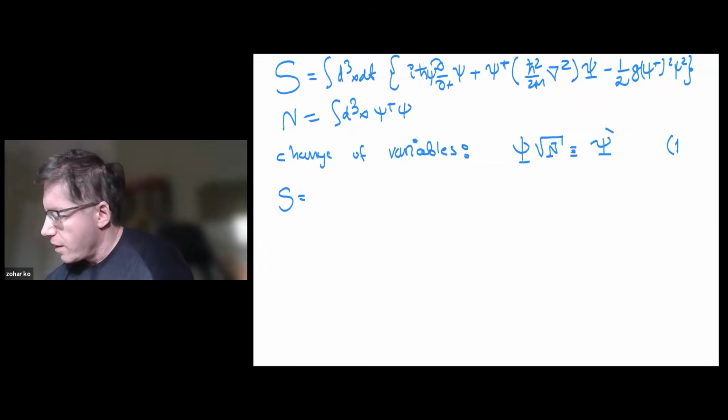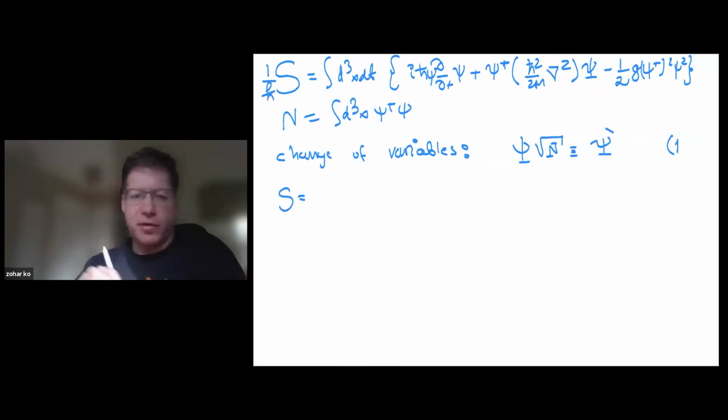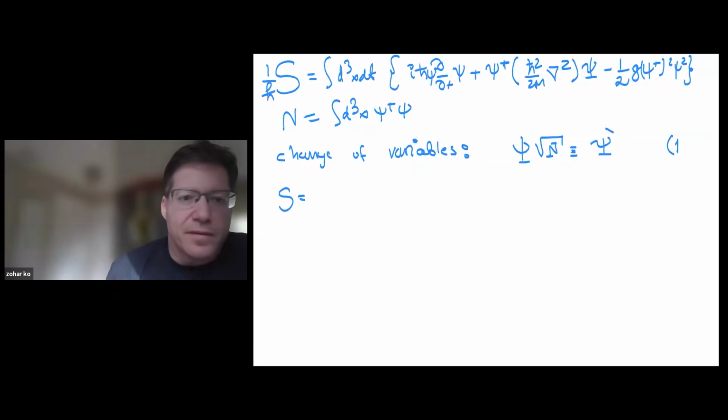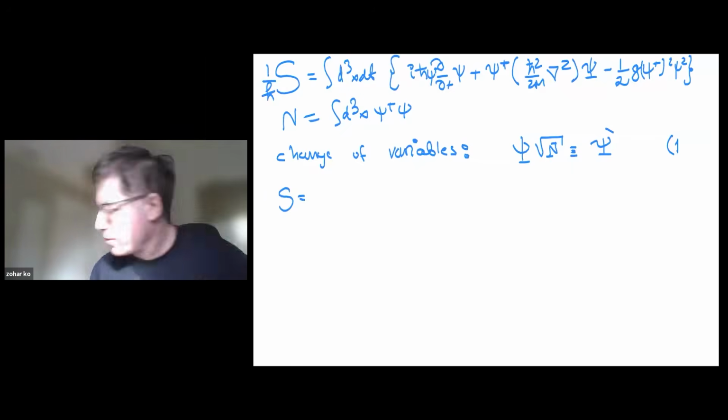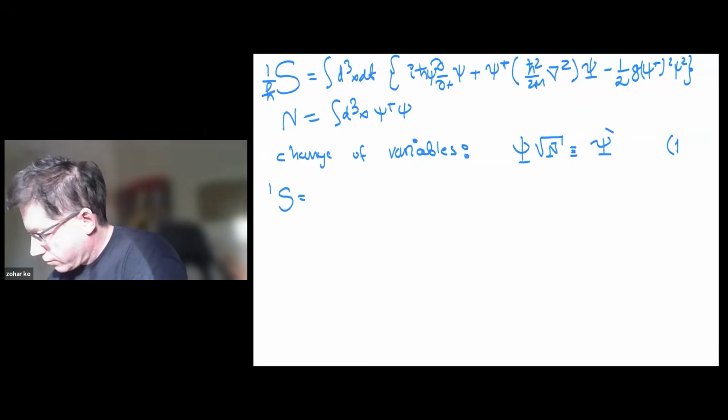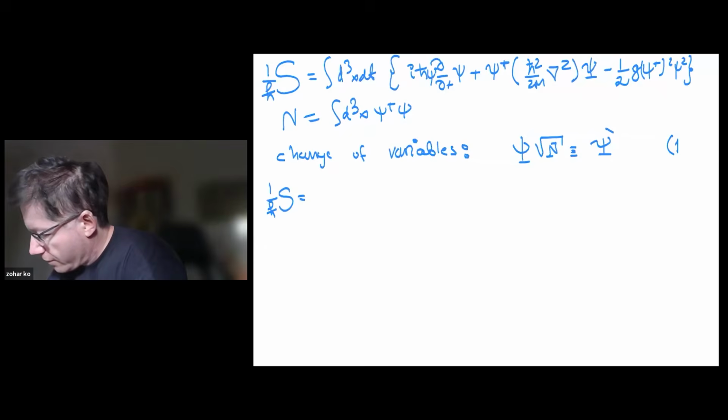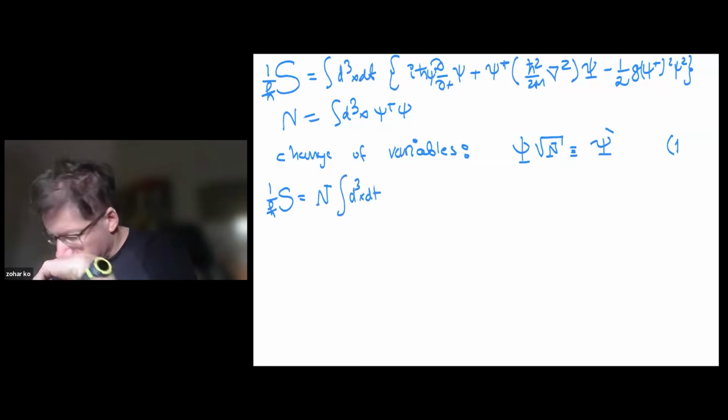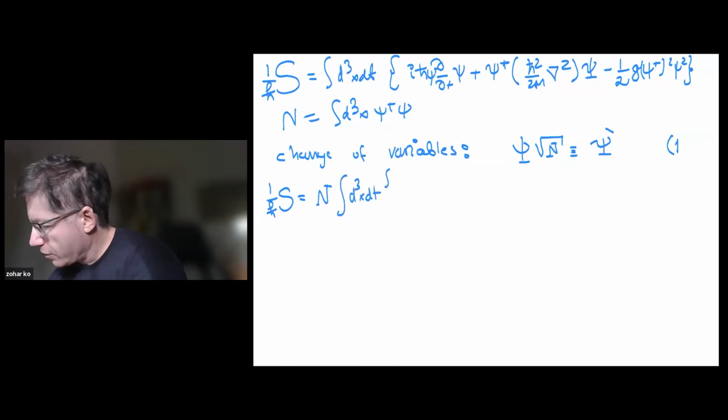which, I should have put 1 over h bar here. Let me put it so you can really follow where the h bar is. There is an h bar in the normalization of the action. So now I have n, and now I have d3x dt, and the action simplifies a little bit.